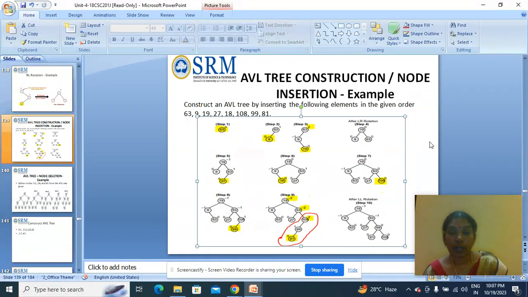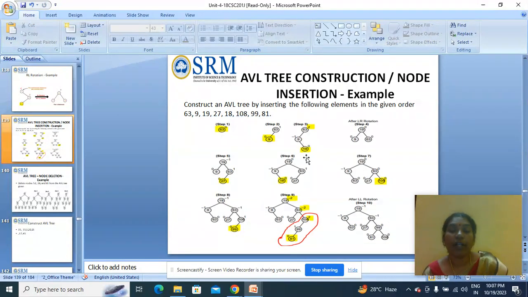So the structure looks like a less than symbol. Here we have to take a double rotation, not a single rotation. In a double rotation, the 19 moves to the 9 position first, followed by the 63 position. That is why it is called a double rotation. Here, LR case means RR rotation first, followed by the LL rotation.